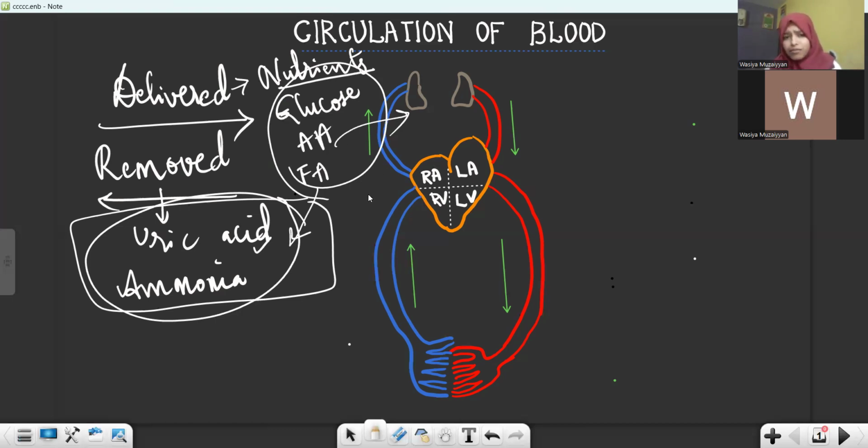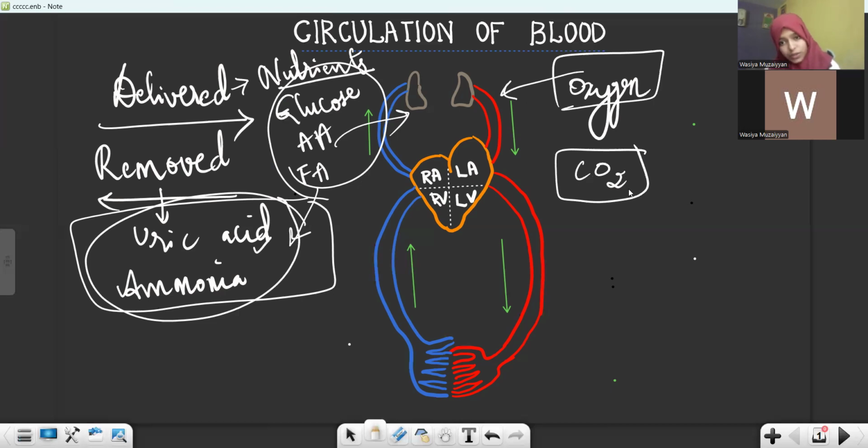So first, apart from the nutrients, there are certain gases that have to be delivered. For example, oxygen is very essential for respiration, right? For the breakdown of food. So oxygen needs to be delivered to all parts of the body. When cellular respiration happens, there is a gaseous exhaust, which is carbon dioxide, that has to be excreted out of the body. So the blood delivers gases like oxygen, and it also removes gases like carbon dioxide. These are the things that happen in the circulation of blood.